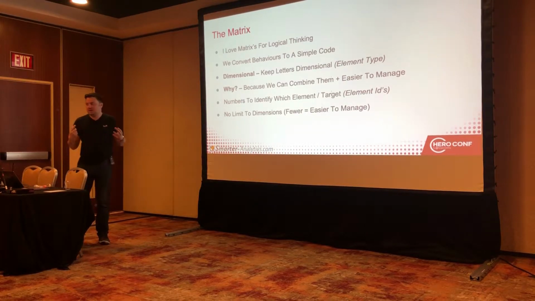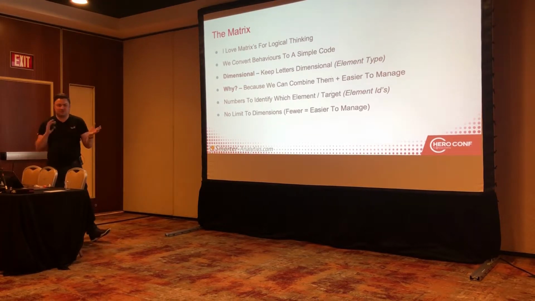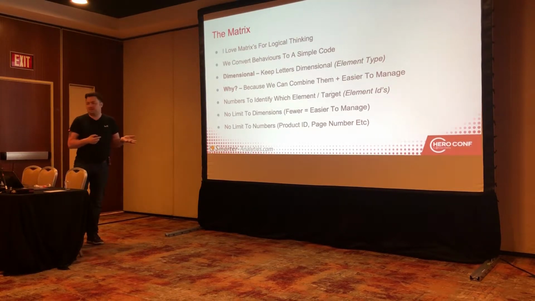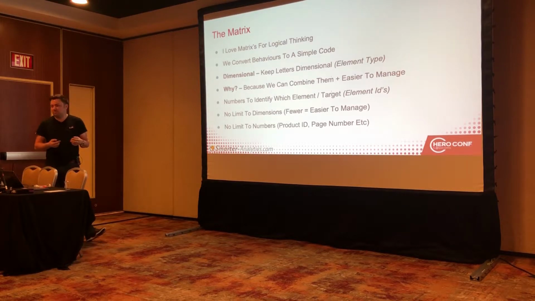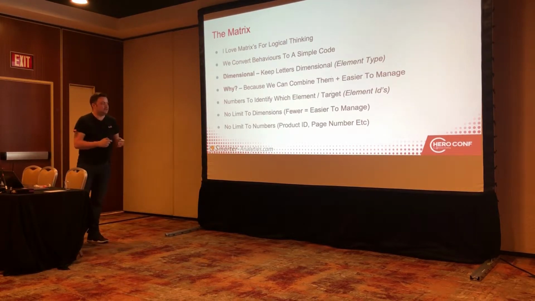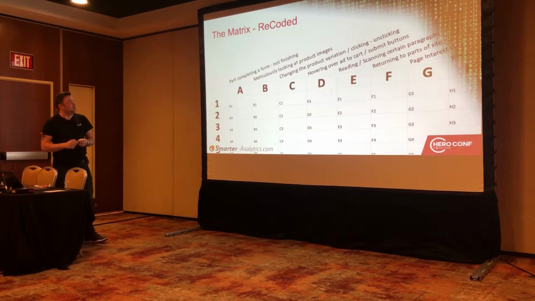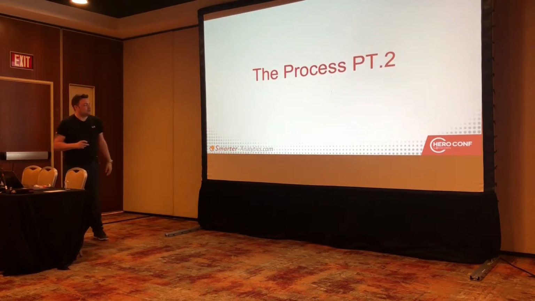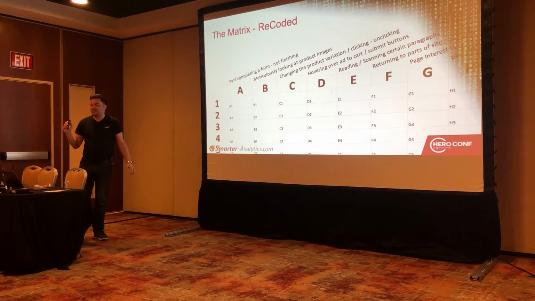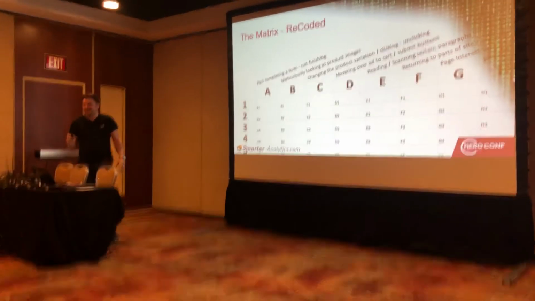The more dimensions that you put in, the more traffic you need. So it might be best just to start on 2 or 3 to start off with and then increase as you go along. There's no limit to numbers because we want to put that number, might be the product ID of a product, or it might be a form ID, or it might be a page ID, etc. So the matrix recoded, this is what it should look like when we're finished. So A1, A2, A3, A4, B1, B2, B3, B4, etc. That makes sense? Anyone? Have I lost anyone yet? That's a good thing. We're all awake.